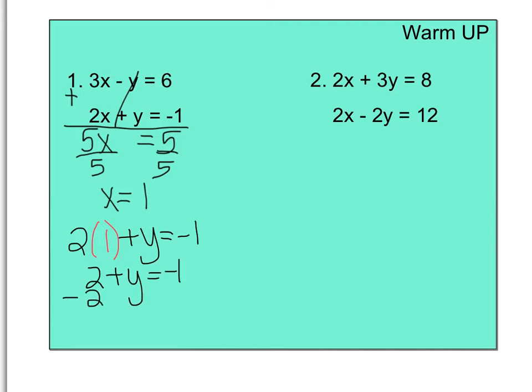Subtract 2. So y equals negative 3. So my answer for number 1 is the ordered pair 1, negative 3. Remember, that means on a graph, the 2 lines would intersect at that specific point.